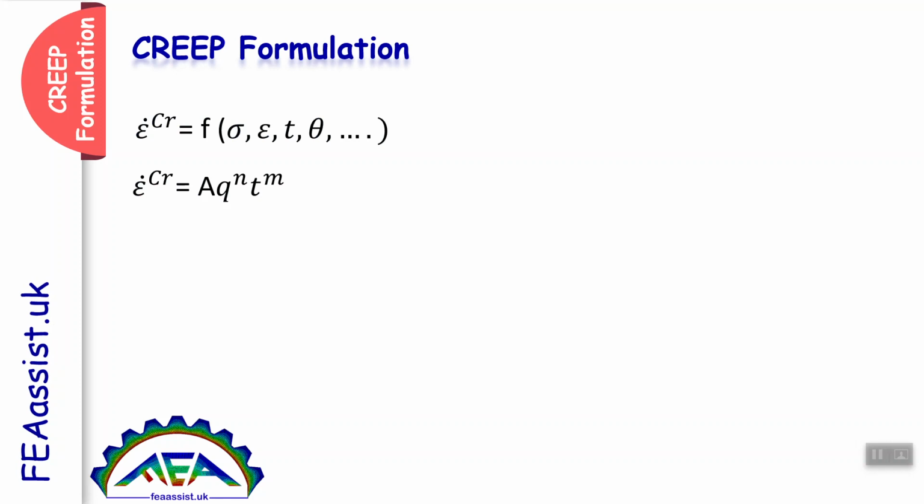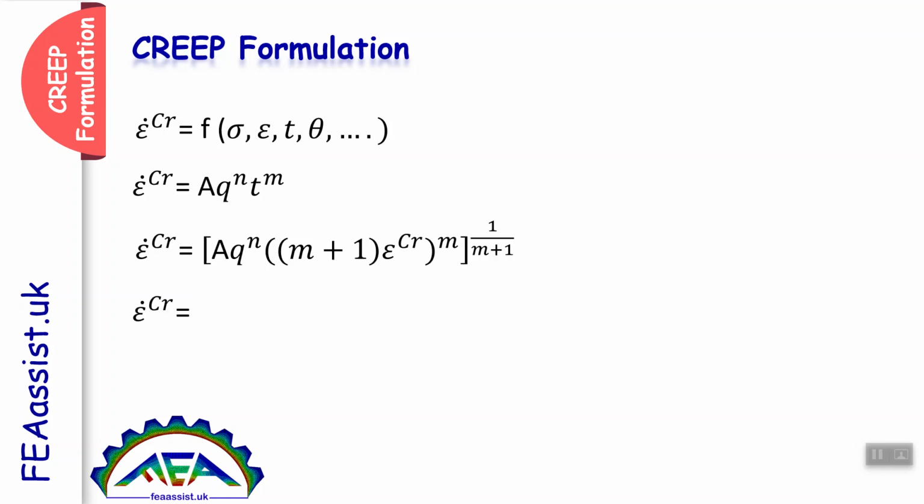Another form of creep function is the power law function, in which the creep strain rate is a function of creep strain and deviatoric stress. Some of the parameters are here. By entering these parameters into Abaqus, you can again predict the behavior. Another form of the creep function is the hyperbolic sine function, in which creep is a function of deviatoric stress, activation energy, and temperature.